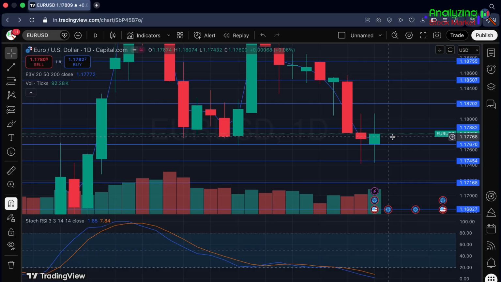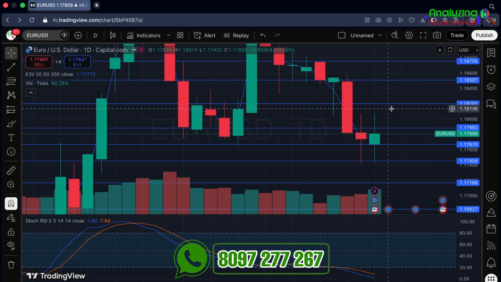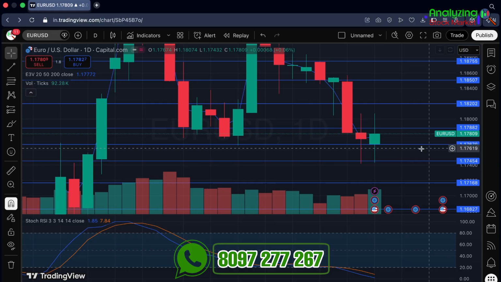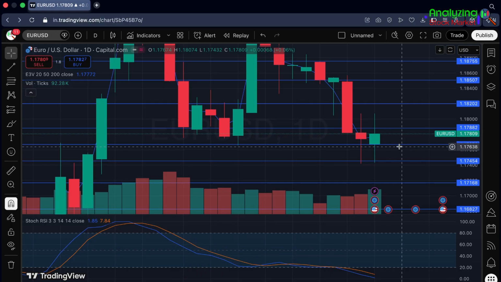So now let's talk about my opinion. My opinion on Euro USD is a bit positive. I'm expecting a positive closing in this range, that is 1.17822 to 1.18202. I am expecting a closing in this range. But if there is a breach of the lower level, the support of 1.17670, which is a direct support, and a 1-day or a 4-hour candle gets closed below this, then I will go for a short till this level, that is 1.17454.